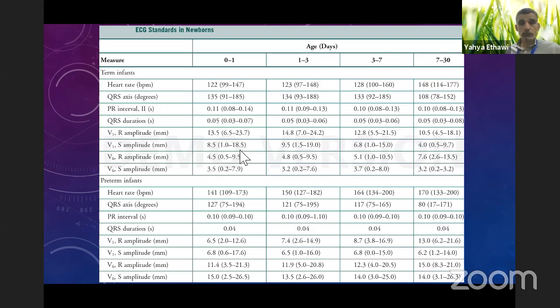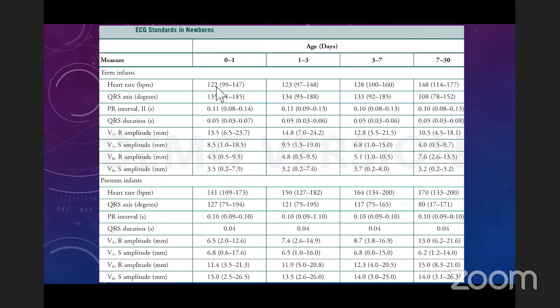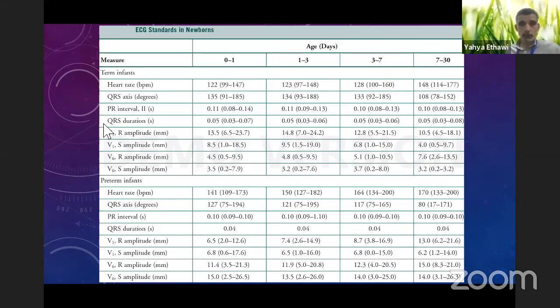And these are normal values of the ECG finding, although I don't like it. Heart rate in the first day of life between 120 and 160 is normal. Anything above 160 should be considered. So I'm not going to go through these details.